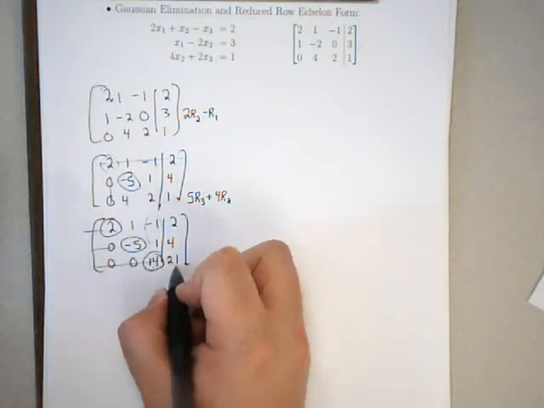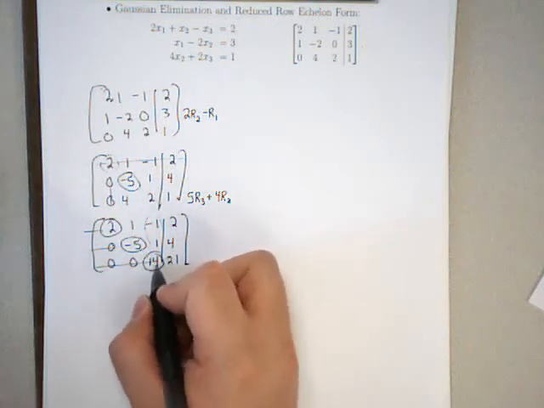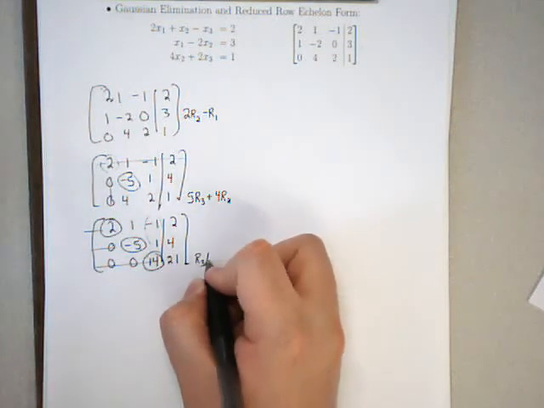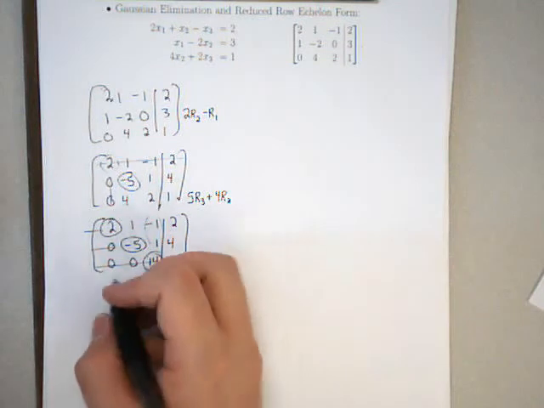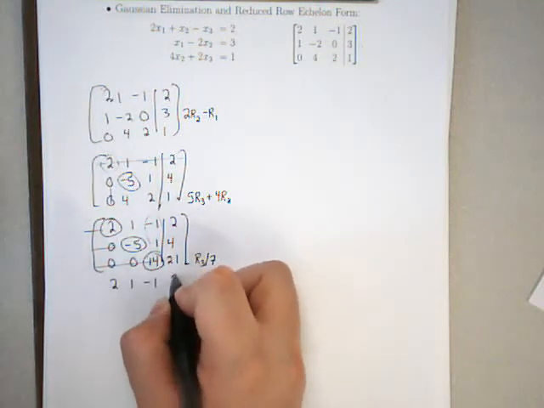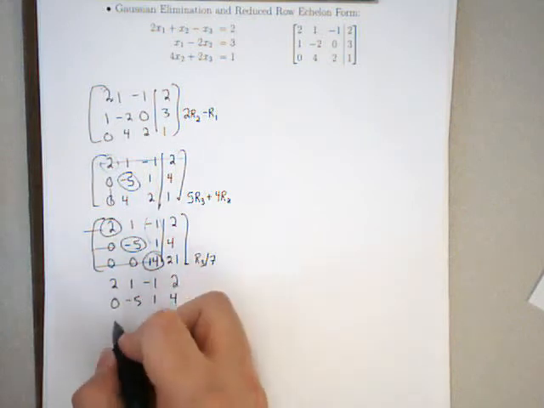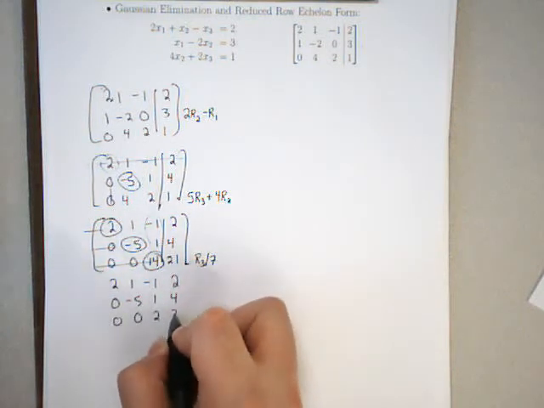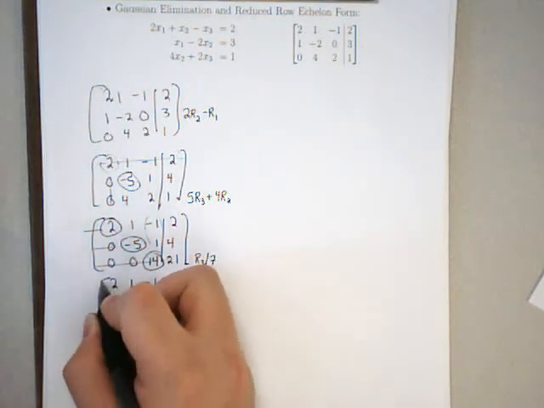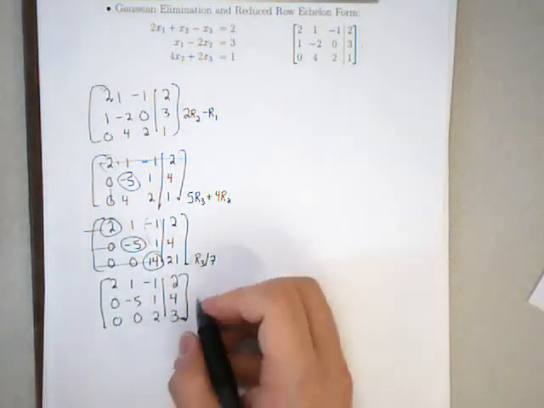Before I use the 14, let's see if we can simplify this. Notice both of these are multiples of 7. So let's take row 3 and divide it by 7. Doing that gives me, we'll leave everything else alone, a 0, 0, 2, 3. That will greatly simplify our computations as we go.